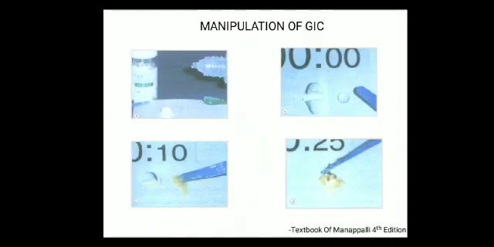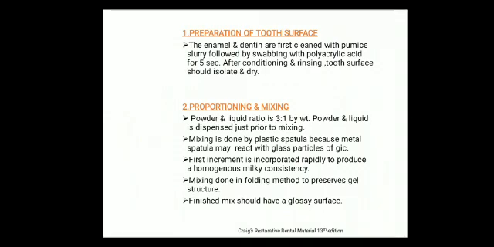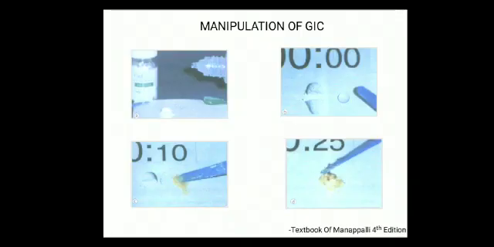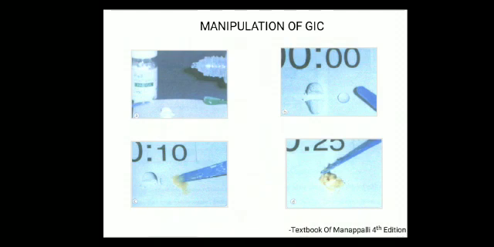Here we can see we have taken the powder and divided it into increments. First increments we have used, and to prepare a homogeneous mix, mixing is done in a folding method to preserve the gel structure. The finished mix should have a glossy surface. Here we can see both the increments are mixed properly, until it gets a glossy consistency.